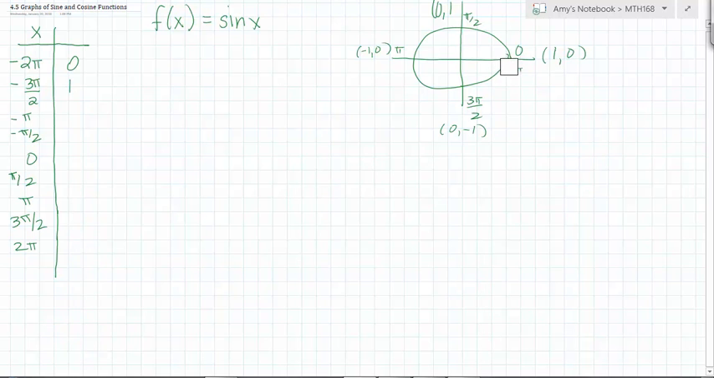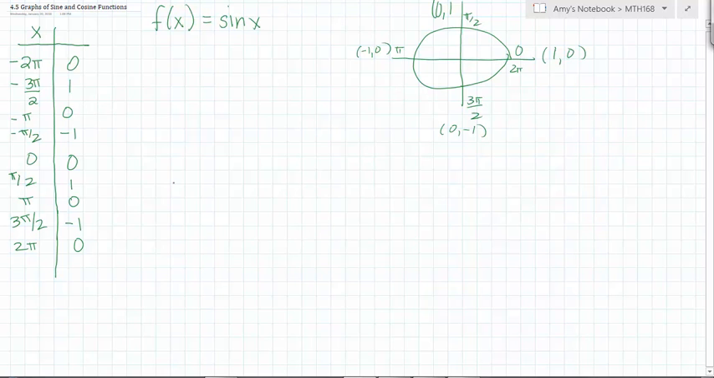The sine at negative pi is going to be 0. The sine at negative pi over 2 is going to be negative 1. The sine at 0 is 0. The sine at pi over 2 is 1. The sine at pi is 0. The sine at 3 pi over 2 is negative 1. And the sine at 2 pi is 0.